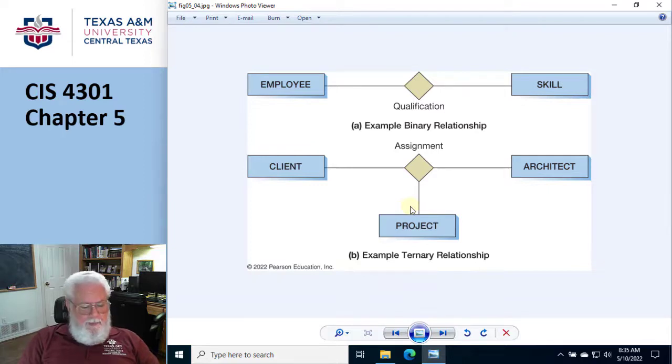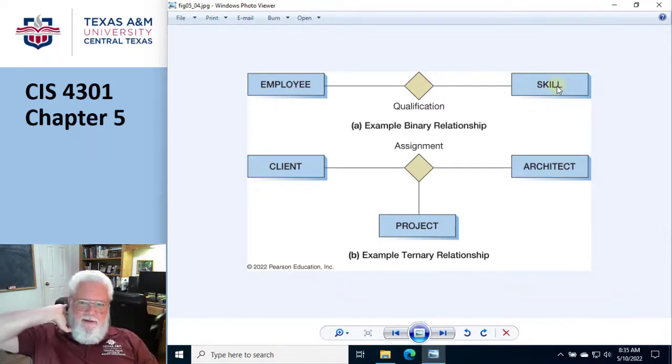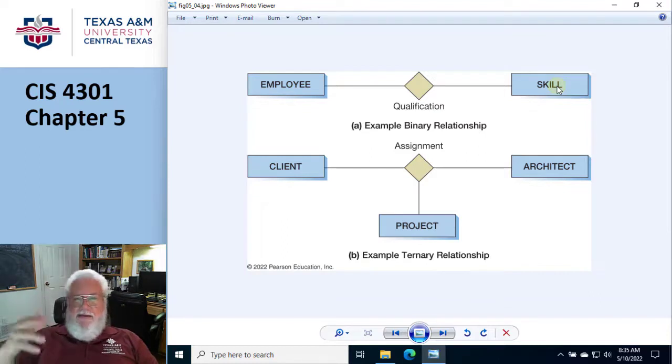Okay. So in here, there are some terms that help you describe this relationship. An employee has a skill. So "has a" is a common way of describing it. Or "assigned to," or something like that, some sort of verb. That's an easy way of describing it.